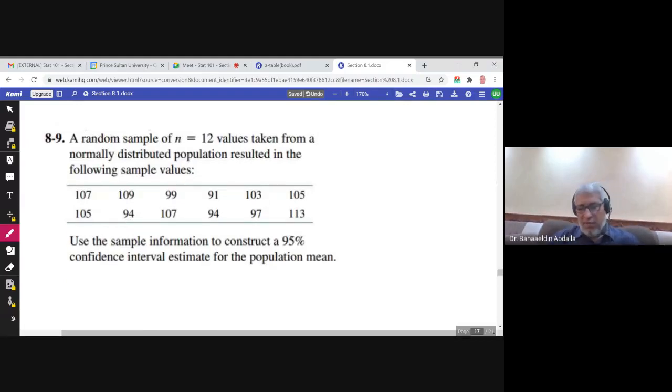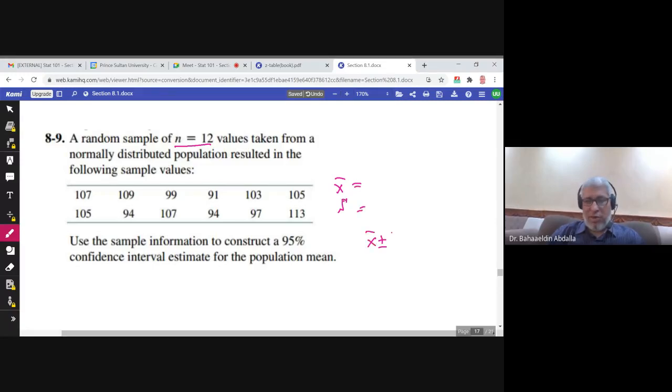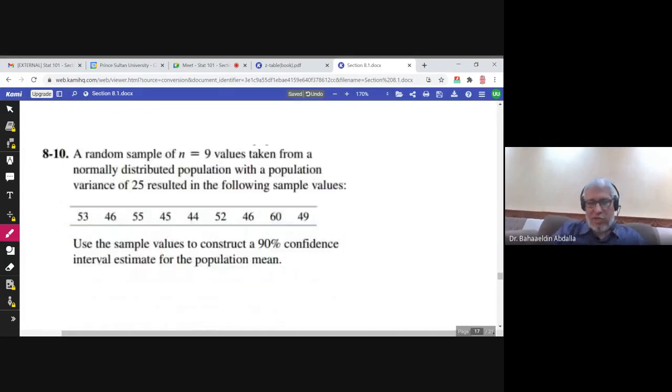Or he doesn't give you s and he gives you the sample. So this is the sample, 12 values. So you need to find x bar and s by the calculator, and then you use the formula x bar plus or minus t s over square root of n if sigma is not given in the question. Look at this question. A random sample of n equals 9 taken from a normally distributed population with a population variance. So the population variance is given. The population variance is sigma squared. So I need sigma. So sigma is 5.